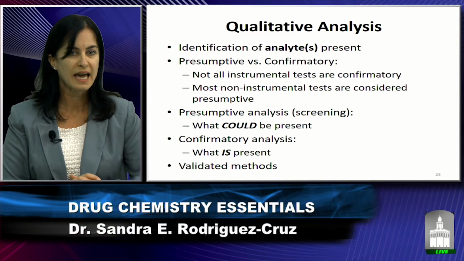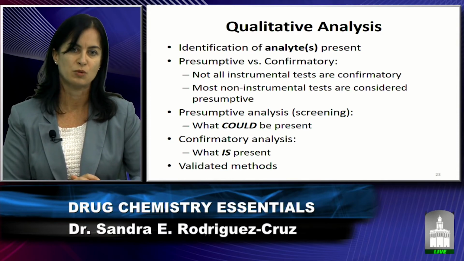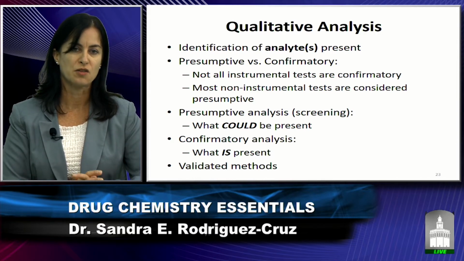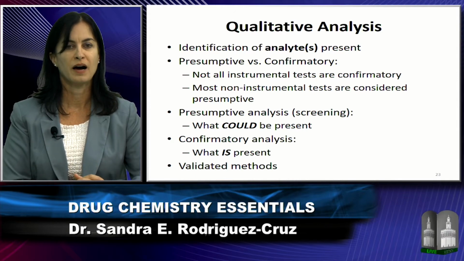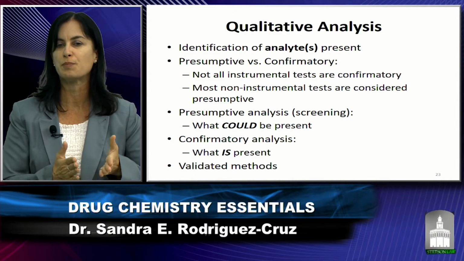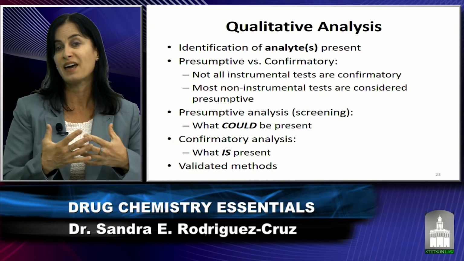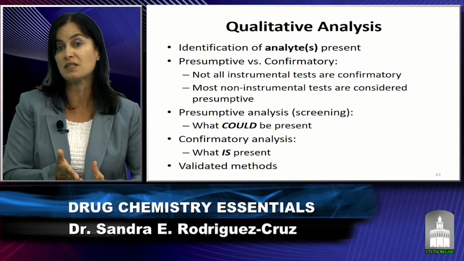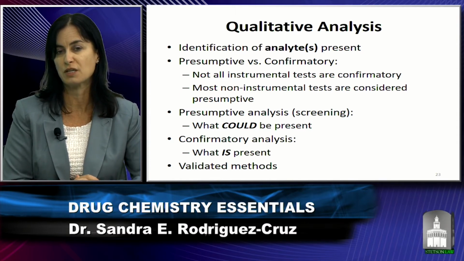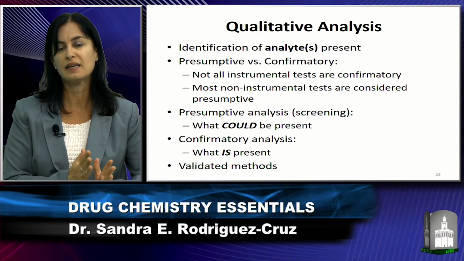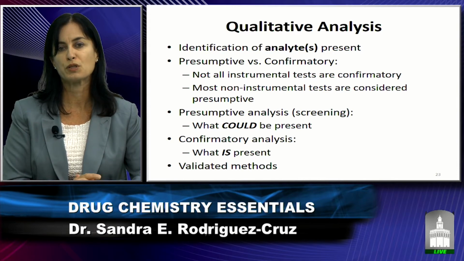Now, for qualitative analysis, what we're trying to do is identify the analyte that is present. And that could be done either in a presumptive way or a confirmatory way. And just to remind everybody, just because a machine or an instrument is being used, the result obtained from that machine may still be a non-confirmatory result. It may just be a presumptive result. And by the same token, most non-instrumental tests are considered presumptive.